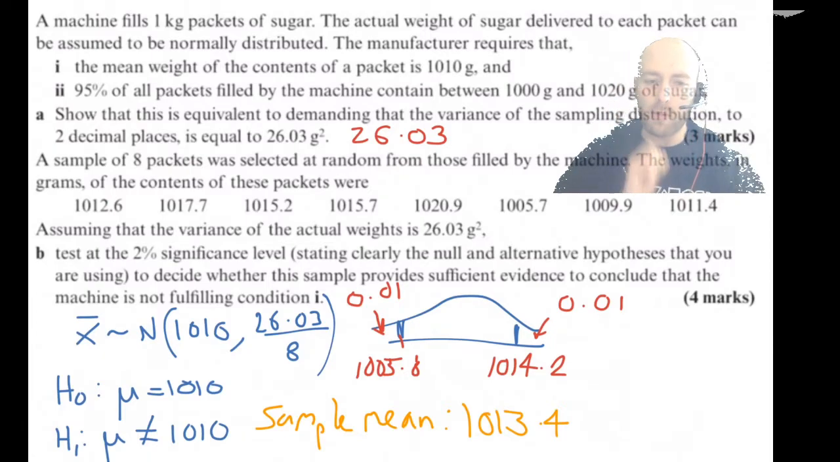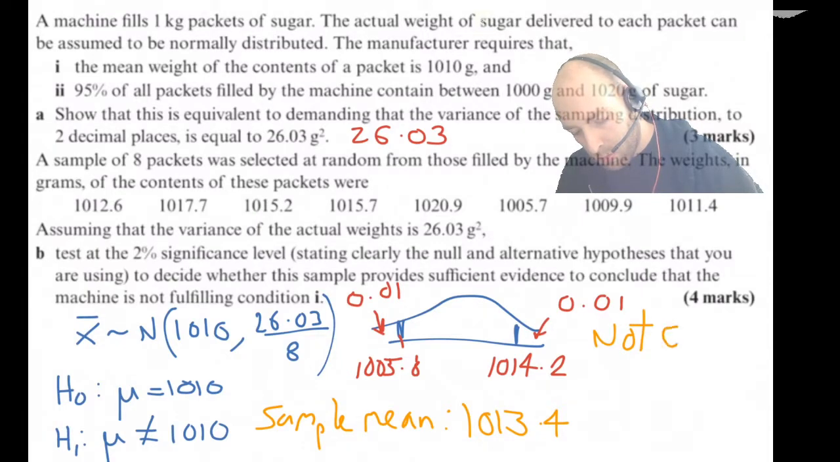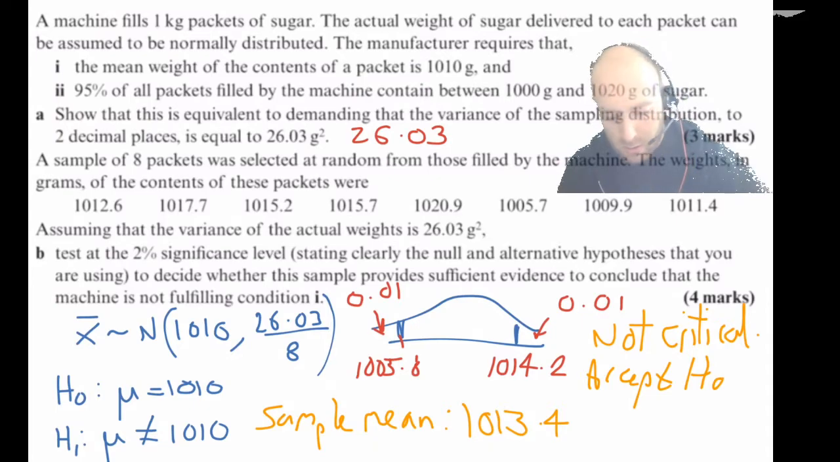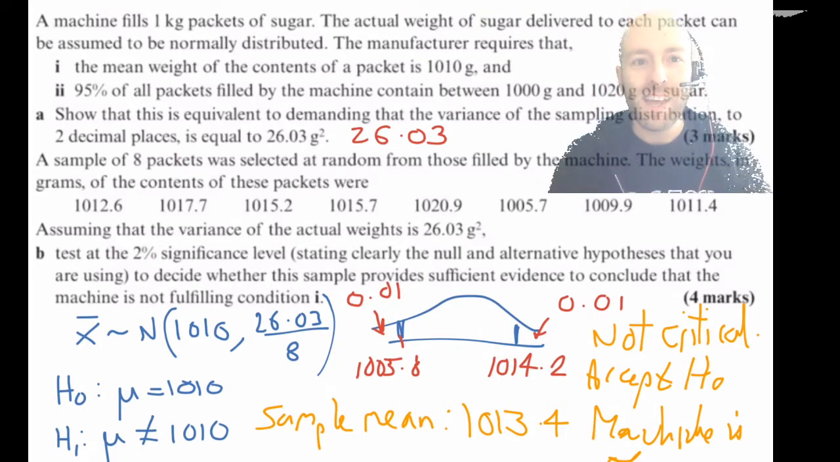So our sample mean is 1013.4, which is in between those two, so it's not critical. So we can assume that our machine is okay. So not critical, so accept H1, and then it sounds like the machine is okay. I've run out of space. You probably wouldn't write the machine is okay in the exam. You'd say there is evidence to suggest that the machine is fulfilling condition 1.